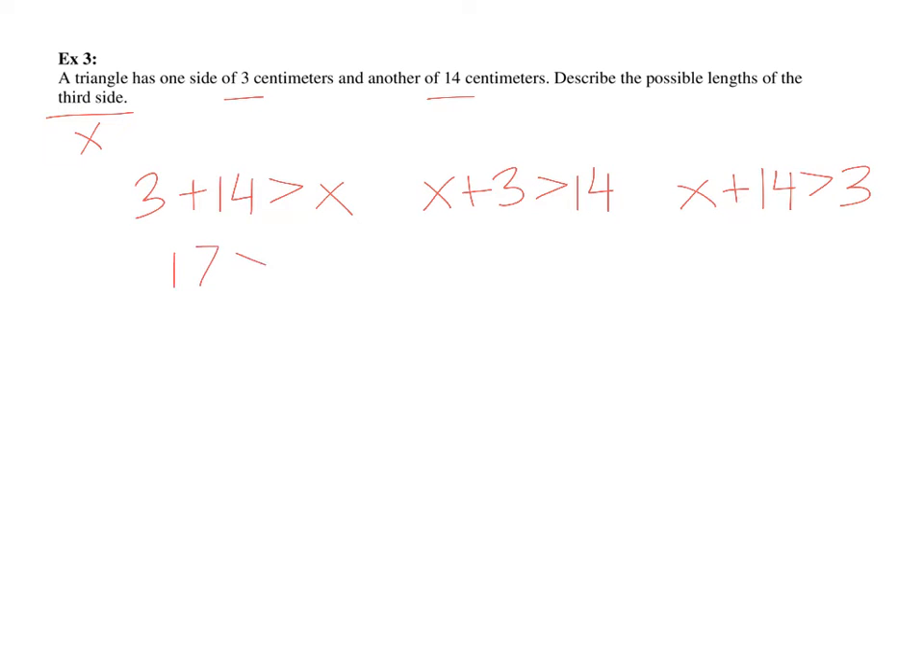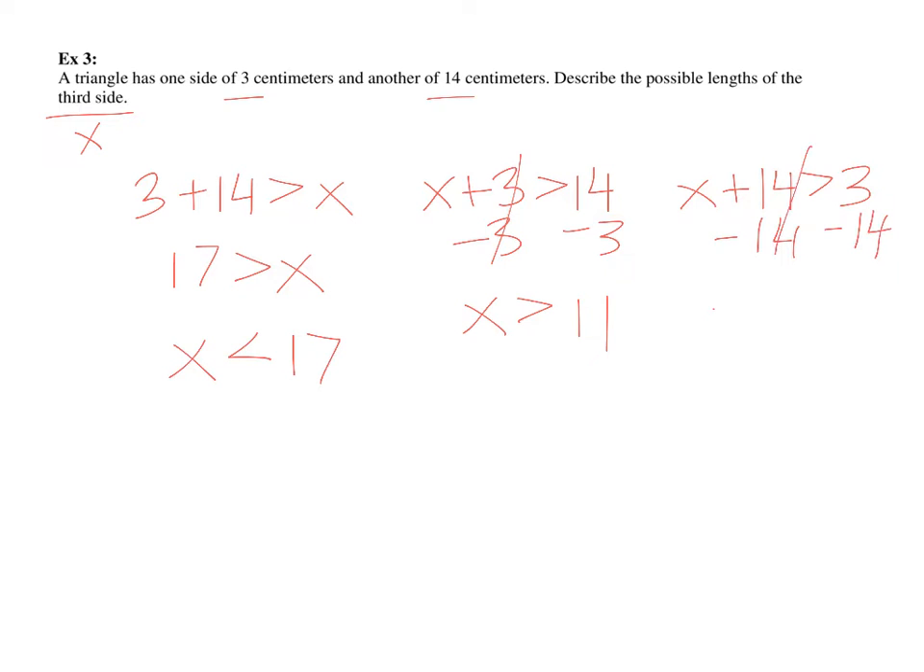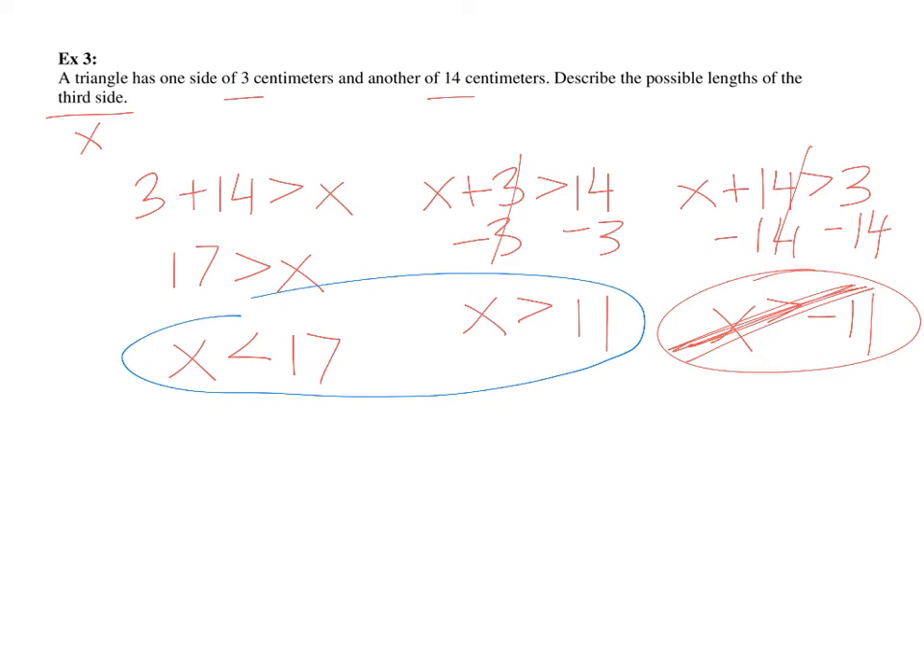So we have 17 is greater than X. X has to be less than 17. Here I subtract 3. X has to be greater than 11. And here I subtract 14, and I get a negative length, and I don't need to use that information because I can't have a negative length. So combining these two pieces of information, what's the smaller number? 11. What's the greatest number? 17. X goes in between, and I'm combining these two inequalities into one, so both of the arrowheads should point to the left. Okay?